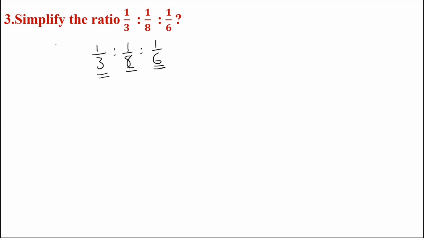How to calculate? Take the highest number, 8. Is 8 divisible by 3 or 6? No. 8 2s are 16. Is 16 divisible by 3? No. 8 3s are 24. Yes. 24 is the LCM, which is divisible by 3 and 6 and 8. So 24 is the LCM, least common multiple.